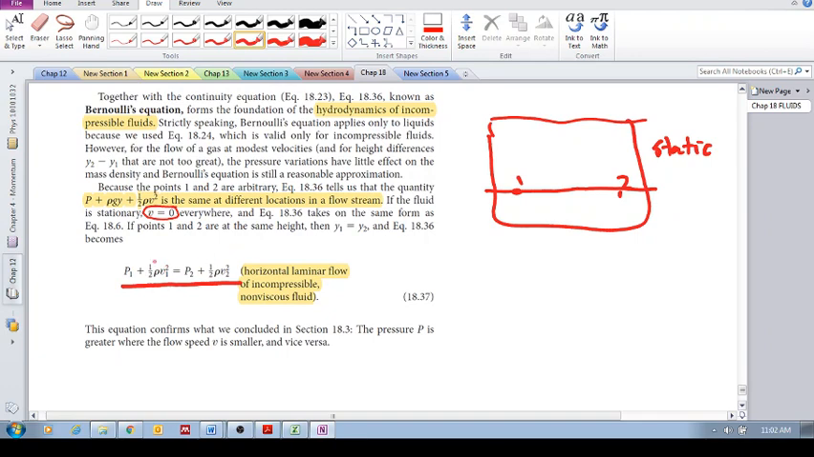Okay, so make sure that you can understand how this equation works. However, if it is flowing and you're at the same height, then this quantity on the left must equal this quantity on the right. So if your velocity 2 is higher than velocity 1, then because these terms are equal, your pressure 2 must be lower than pressure 1. Okay? Alright, cheers.